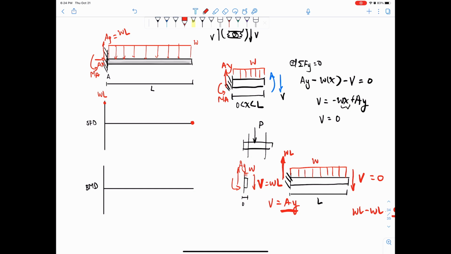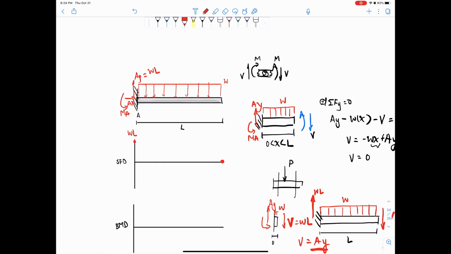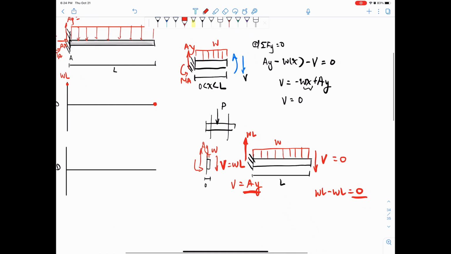Now we don't want to go and calculate every single point in the middle. As you get more practice with these, you begin to develop pattern recognition. So this distributed load, to me, would just be a straight line down. But obviously, maybe the first time you're seeing this, you're like, okay, what did you just do? I'll explain it.